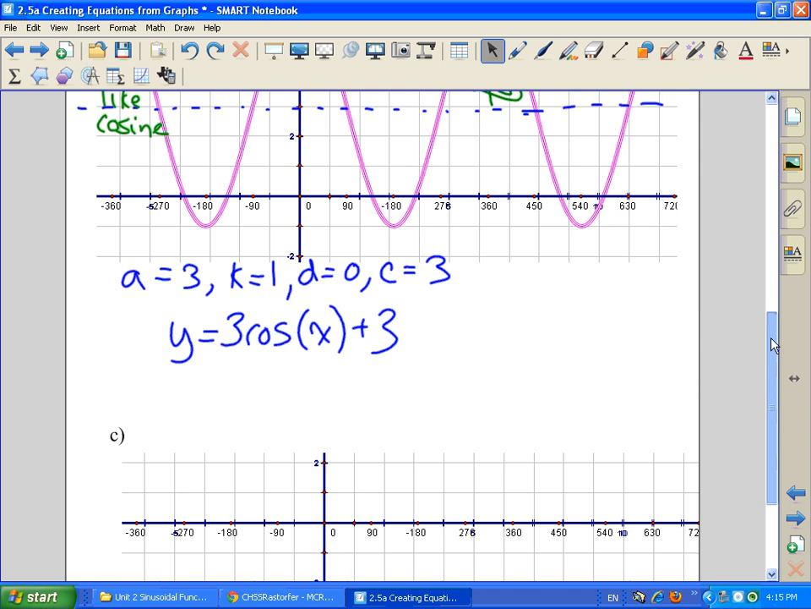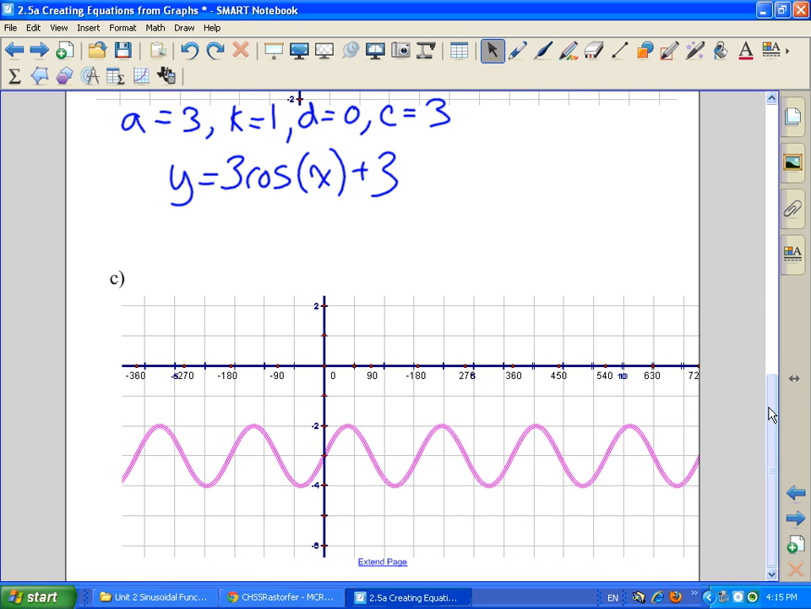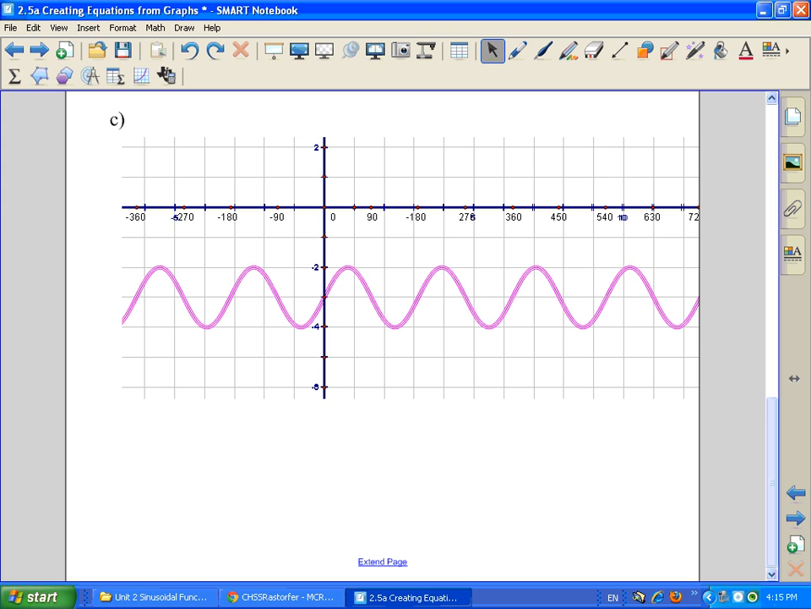All right, let's try another one. All right, so let's try C here, ladies and gentlemen. First of all, what does the graph look like? In this case, it looks like the sine x, right?